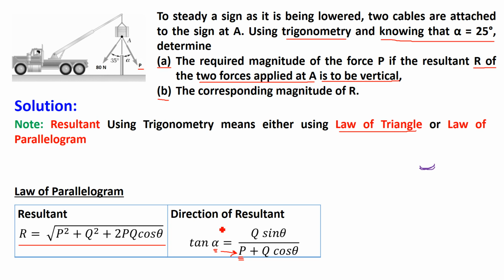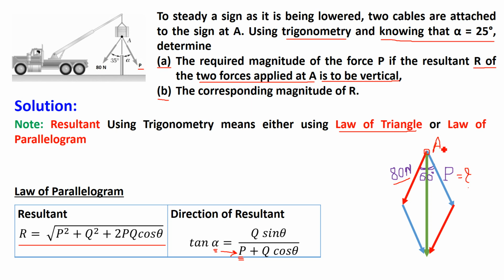Now in this problem, if you try to frame the parallelogram, this is force P, which is not known to us, which we have to find out. 80 Newton force is given to us. These are the two forces, and this is point A where these are acting. So if you try to develop a parallelogram, if you draw a line parallel to 80 Newton and parallel to P Newton, like this parallelogram will form.